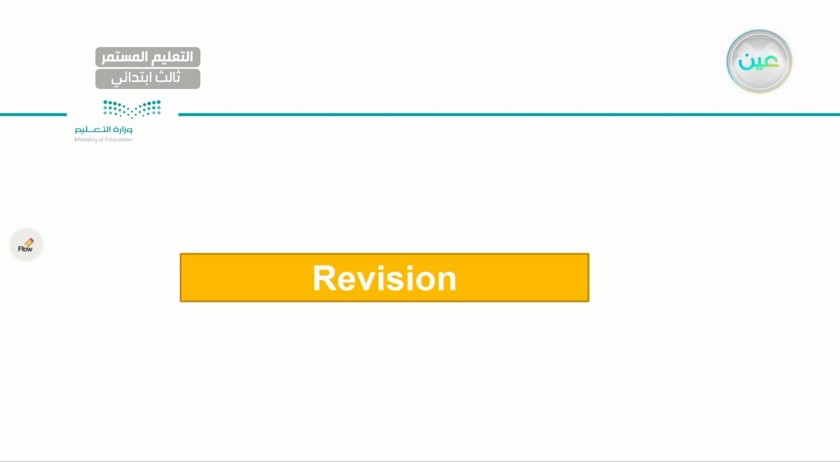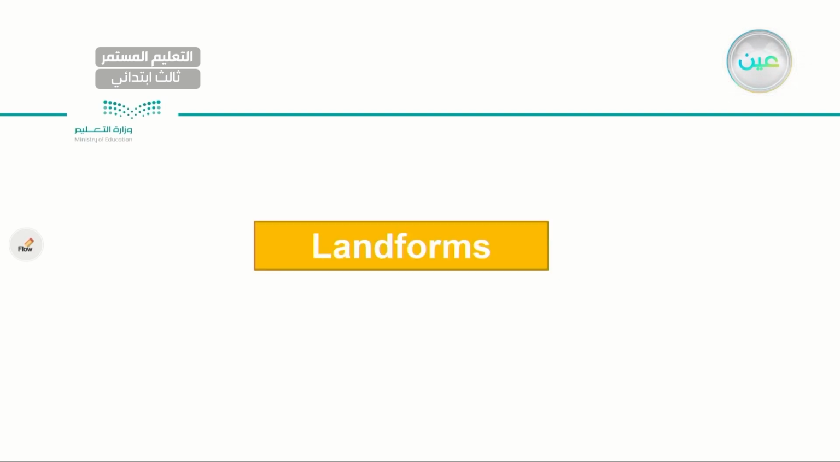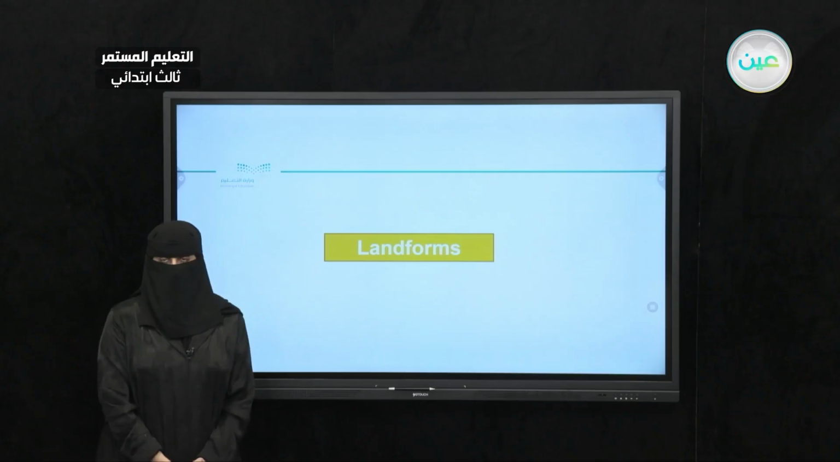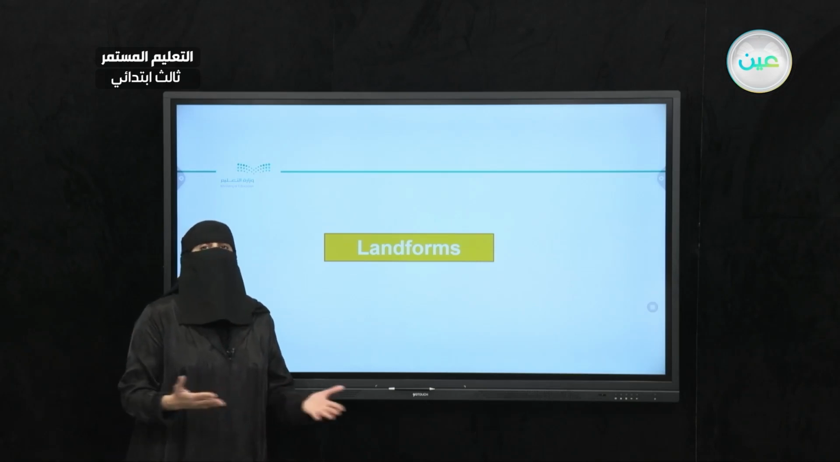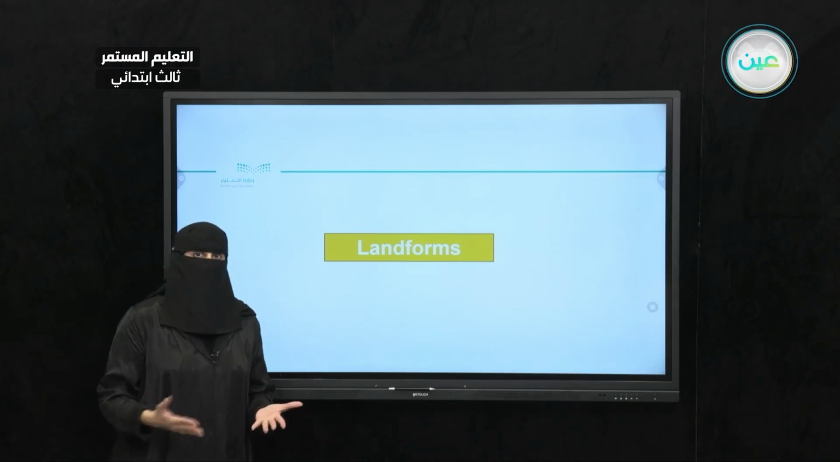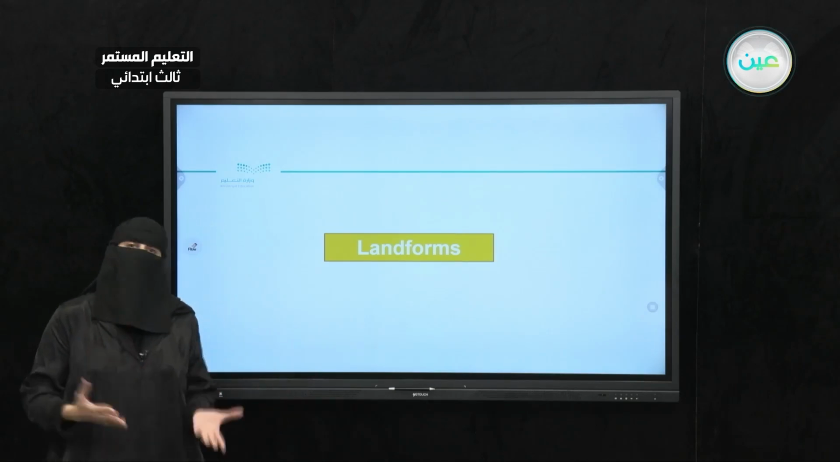So this is again a revision. For any reason, if you miss any of the classes, make sure that you don't miss this one. Let's start by naming different kinds of landforms. What do I mean by landforms? What does the word landforms mean? Are we all living in the same place? Or do we have different geographical features?